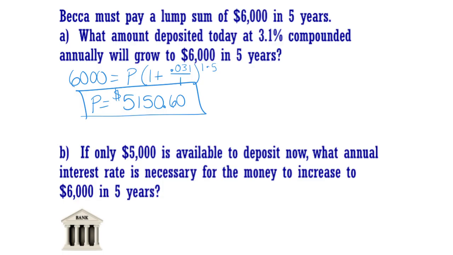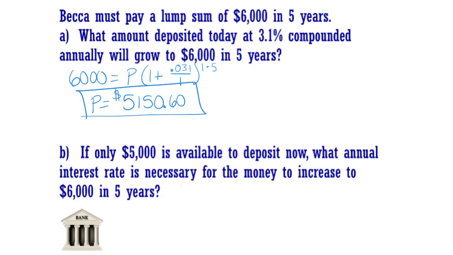Okay. If only $5,000 is available to deposit now, what annual interest rate is necessary for the money to increase to $6,000 in 5 years? Well, I already know if I only have 5,000, I don't have this much, so this interest rate better go up. I need a higher interest rate. What interest rate? Okay, so all we're doing is kind of the same formula over and over, but just solving for different values.